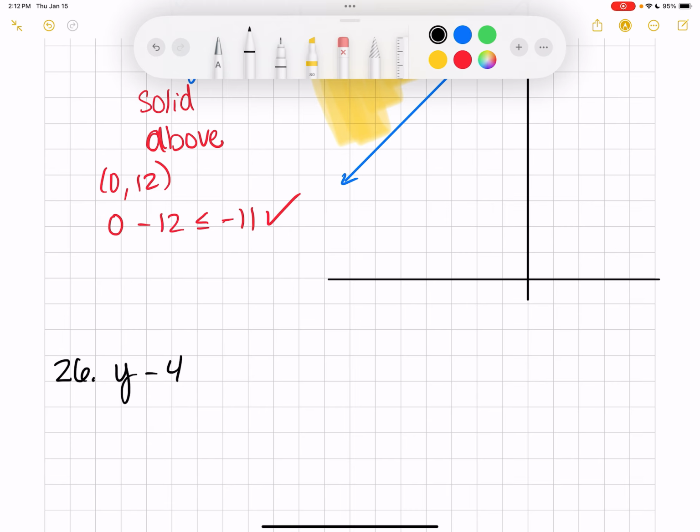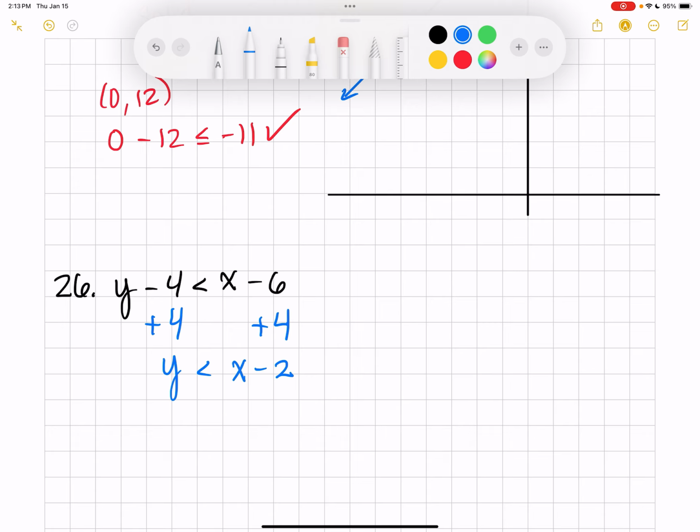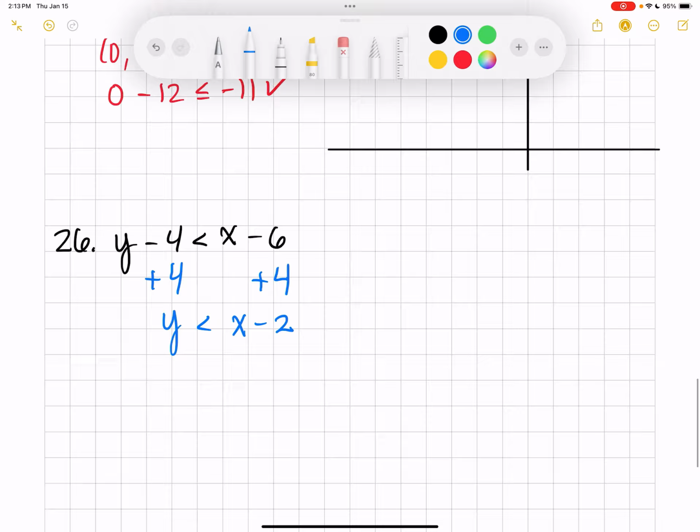Number 26: y minus 4 is less than x minus 6. How do I get y by itself? You're going to add 4. y is less than x minus 2. And then you graph. Is this going to be solid or dotted? Dotted. Make sure we stay focused. We haven't had one like this yet. And which way do I shade this one? Below. It's where y is smaller.